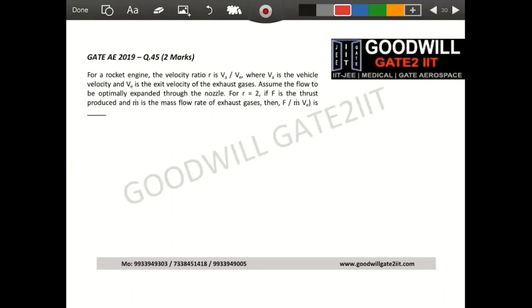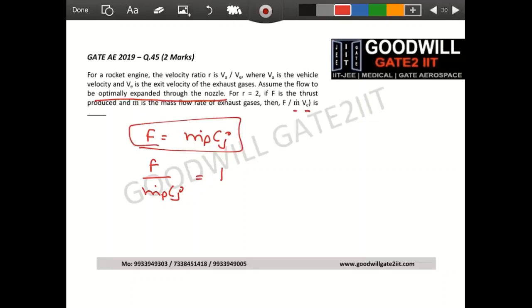They're simply asking thrust divided by m dot into V. Your thrust is m dot P into Cj, right? And they're asking what is F divided by m dot P into Cj. Simply tell me, what is this? It's not a numerical. Done, this is over. Optimally expanded nozzle, so this exit velocity is nothing but Cj. This is m dot P, this is your thrust. This ratio is 1. This is 2 marks.